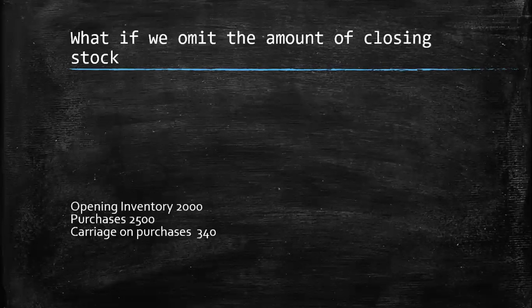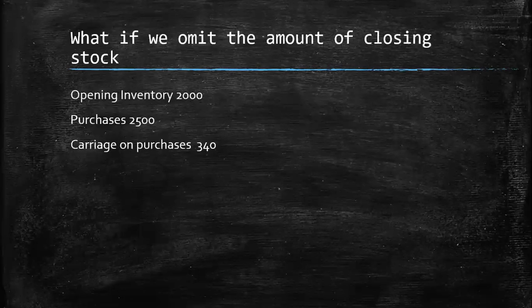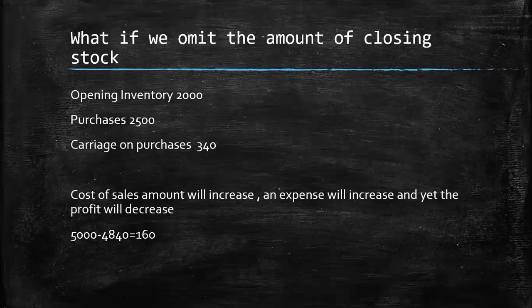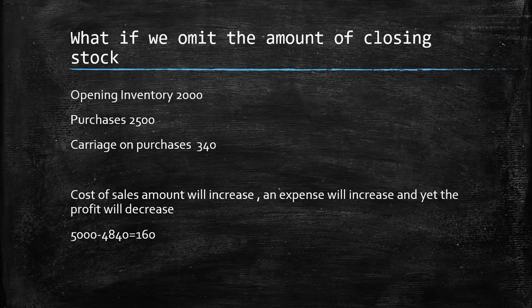Now, in this example, check, there's no closing inventory. How much is the value of your cost of sales? It's 4,840. How much is your profit? It's 160. Cost of sales increased because we have omitted the closing inventory. And what happened to the profit? It decreased.